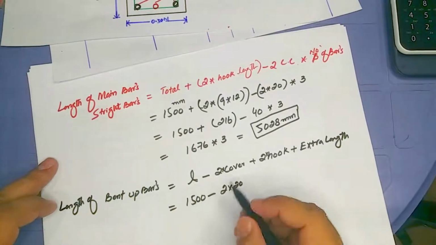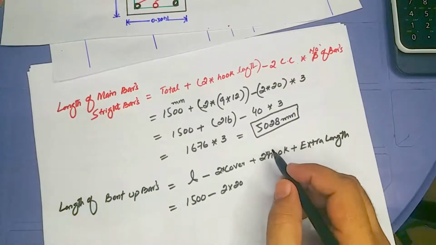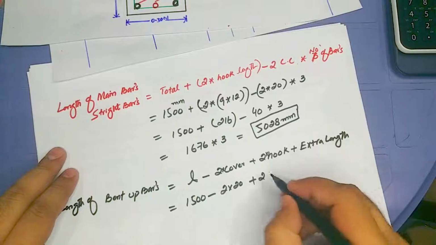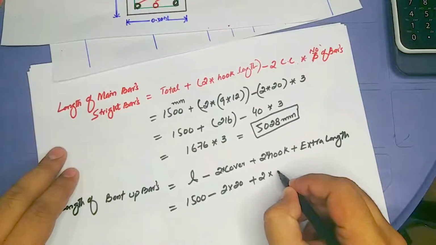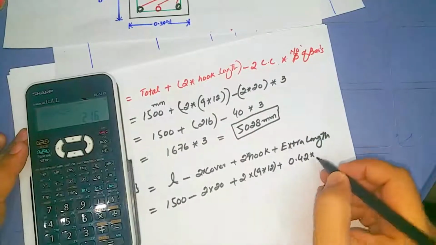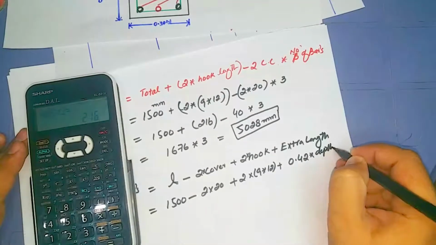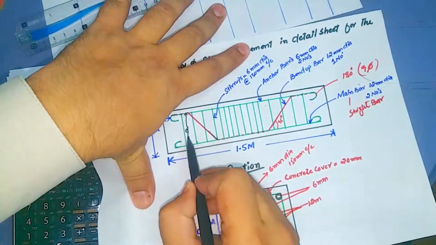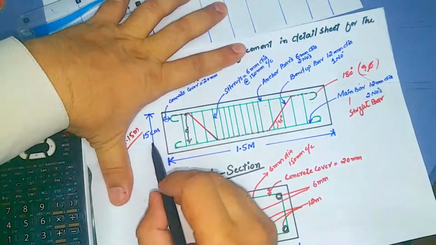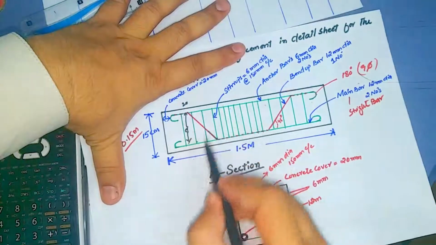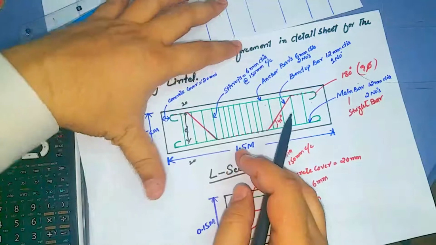So 1500 minus 2 into 20 mm, plus two hooks. The hooks are at the rate of 180 degrees, so we add 2 multiplied by 9 into 12, and the extra length for one bend up is 0.4 into the depth of the beam. This is the depth of the beam, and the total depth of the lintel is 150 mm. We deduct 20 mm from the upper side and 20 mm from the lower side, so 40 will be deducted.